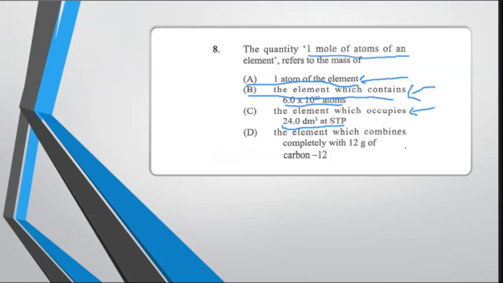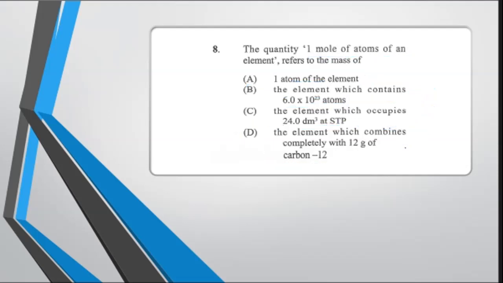Now, there are two things that you must always mention when we are speaking of 1 mole of an atom, and that is 12 grams of carbon-12. The mass exactly of 12 grams of carbon-12 must be mentioned in your definition when trying to define what 1 mole of an atom is. So that leaves us with this only option here, which is the closest to the actual definition of 1 mole, right? The quantity of 1 mole of atoms of an element refers to the mass of the element which combines completely with 12 grams of carbon-12 units.